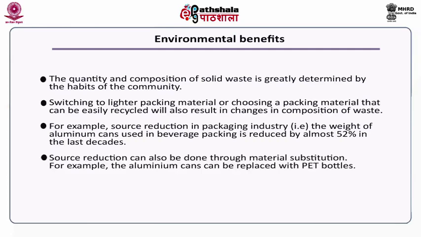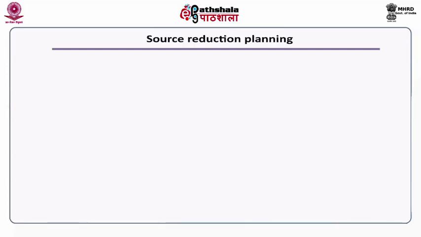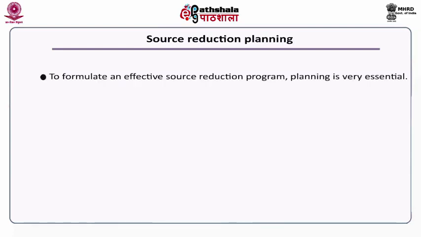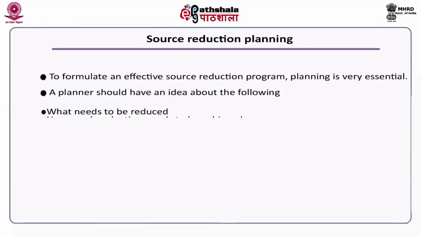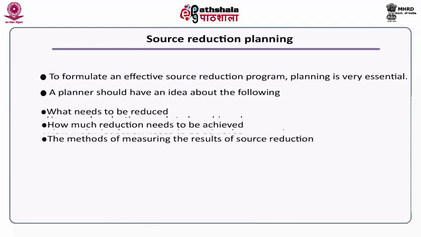Now, source reduction can also be done through material substitution. For example, aluminum cans can be replaced with PET bottles. Now, let us discuss source reduction planning. To formulate an effective source reduction program, planning is very essential. A planner should have an idea about the following things: first, what needs to be reduced, second, how much reduction you need to achieve, and third, the method for measuring the results of source reduction.